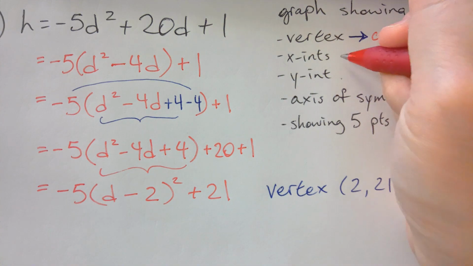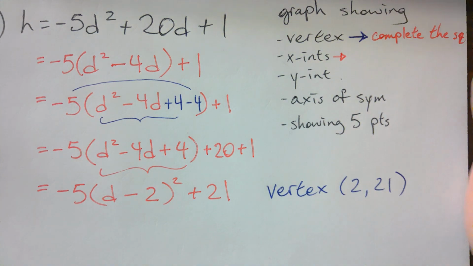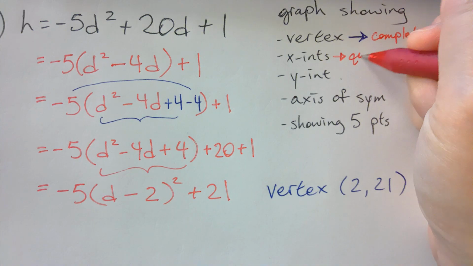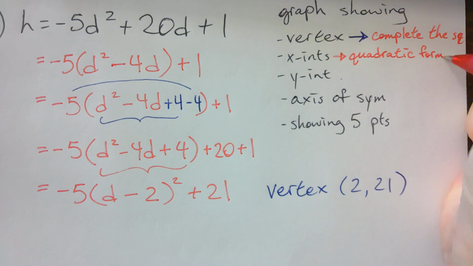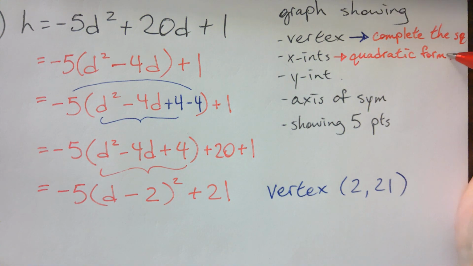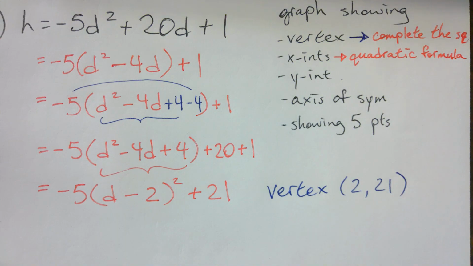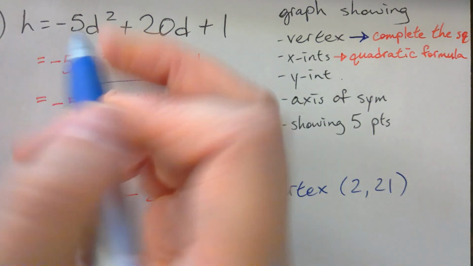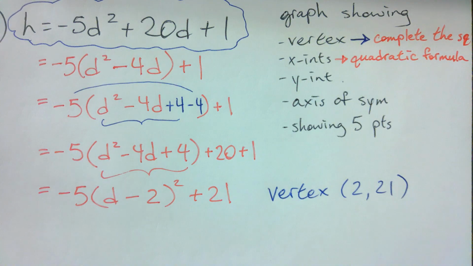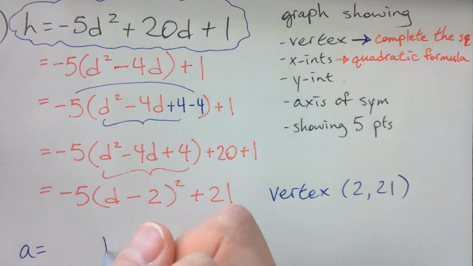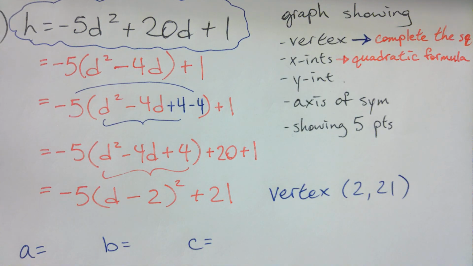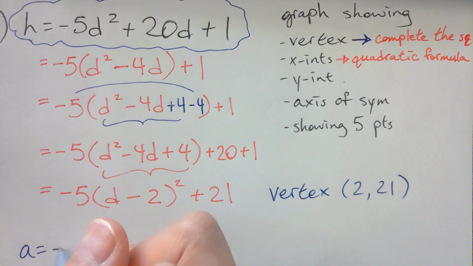Okay. X-intercept. How do I find x-intercepts? Yep. You do the quadratic formula. Okay. Here, I'll spell it out. Looking at this, remember this was my original equation. Tayden, you're talking too much. Okay. Given this, what is A? What is B? What is C? Okay, Andy. A is negative 5, B is 20, C is 1.